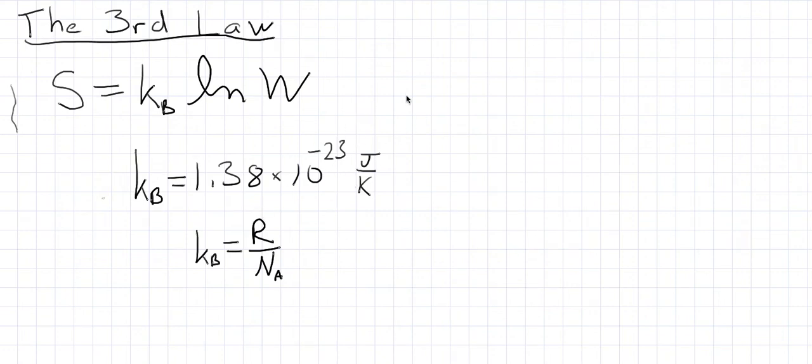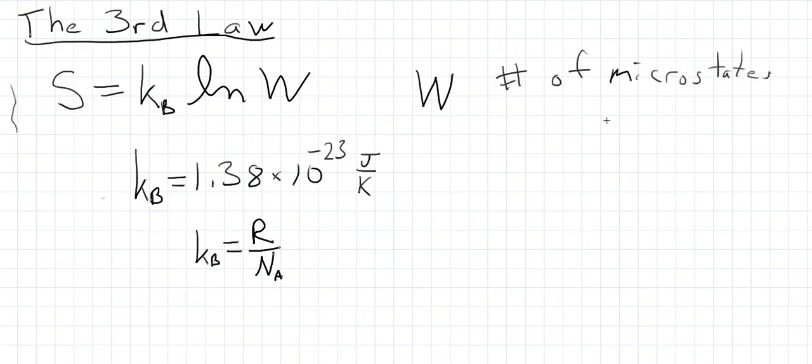All right, what about W? W is going to be a little more interesting. W is the number of microstates in a macrostate. So we're going to have to define both of those. So let's go ahead and define both of those.